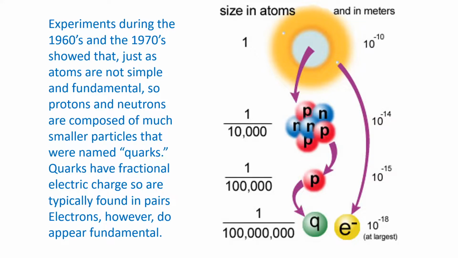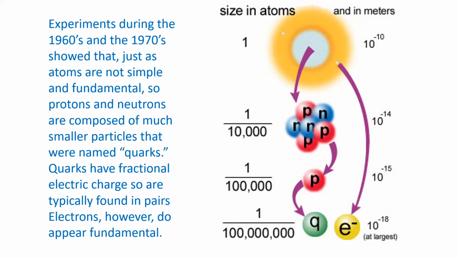Quarks have fractional electric charge, first particles ever found to have fractional charge. And since we only see normal matter with integer units of charge, they actually are typically found in pairs. Electrons in these experiments did appear to be point-like or fundamental.